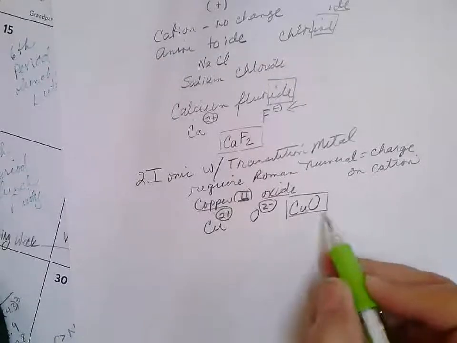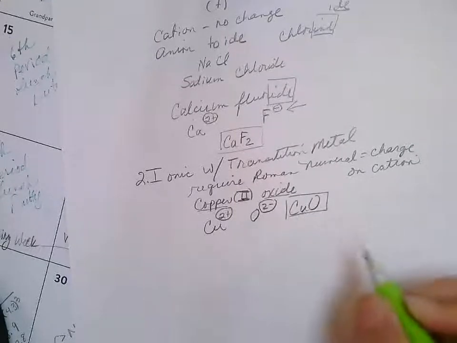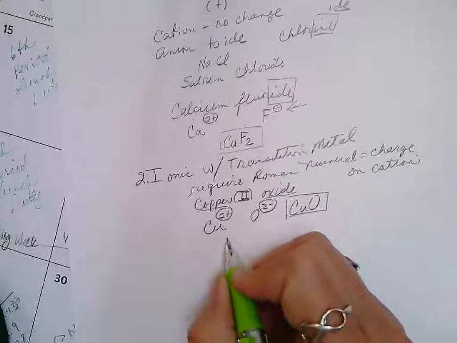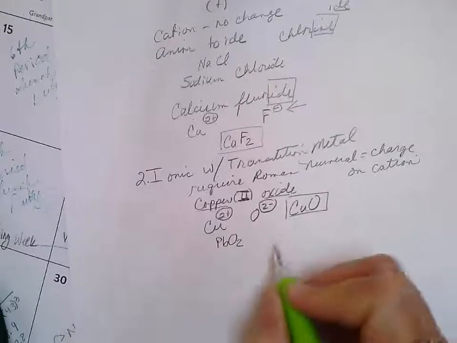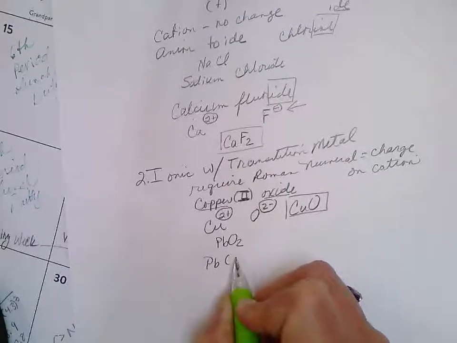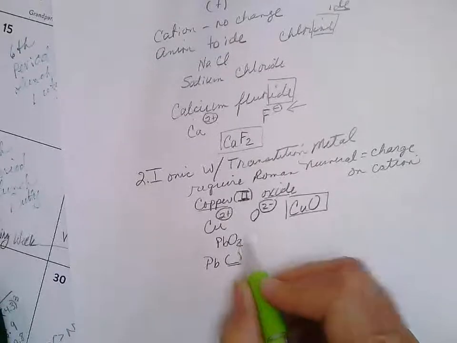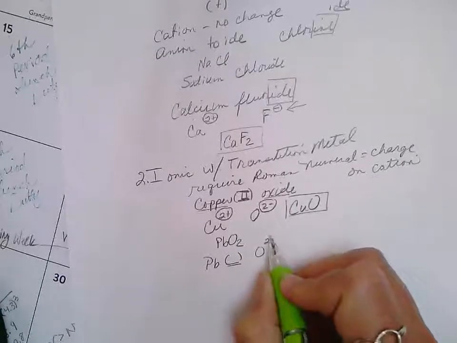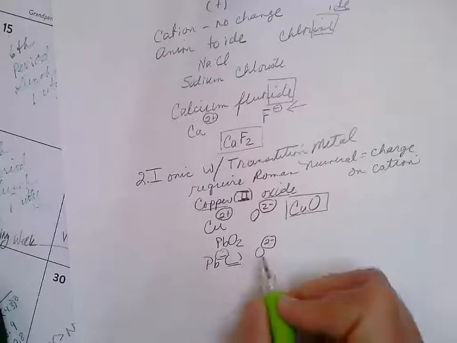If I give you a formula that has a transition metal, it often requires a Roman numeral, so you have to figure out the charge. Let's say I gave you something like PbO2. So I know Pb is going to require some kind of Roman numeral. It's one of my transition metals. Oxygen always has a -2 charge, and so I have to figure out what the charge is up here on lead. So let's use a little algebra.